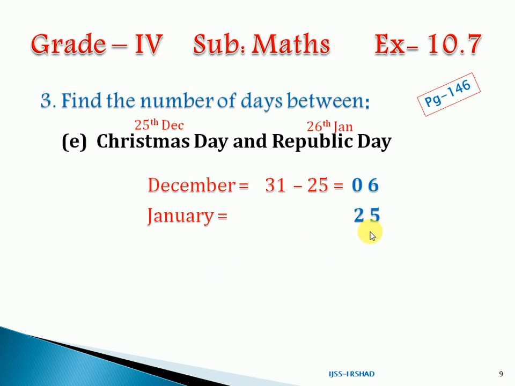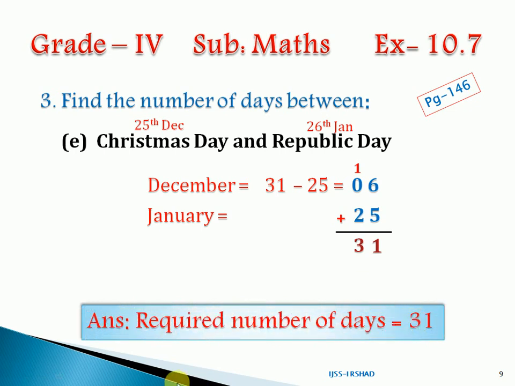You can write it here 25, and then just draw a line, put an addition sign, then add 6 and 5. If you add, it is 11, so write here 1, and 1 will carry on top of 2. You can write like this. Now you can add 1 plus 2, that will give you 3. Means the total number of days between Christmas Day and Republic Day is equal to 31 days. You can write it like this: required number of days is equal to 31. Hope it is clear to everyone.